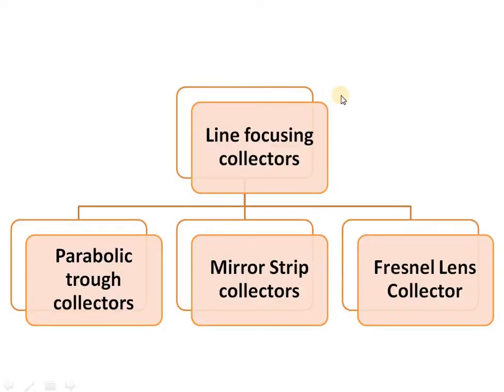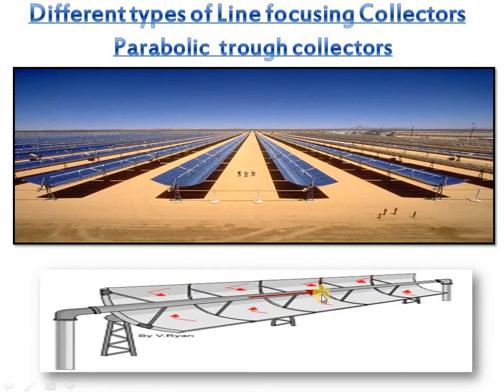Again, another important feature is that line focusing can be classified into three different types, because they are of much higher importance than point focusing. One is called parabolic trough collectors. That's what we have seen just now. The second type is called mirror strip collectors, and we will see it very shortly. And the third one is called Fresnel lens based collector. Okay, so let's see one by one.